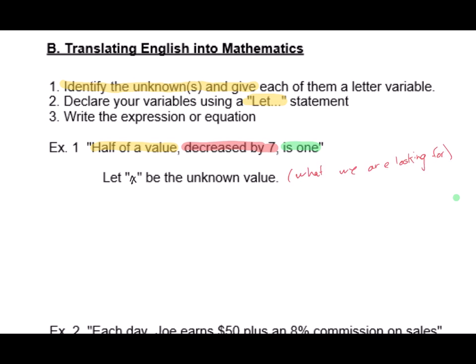Once we've established what we're looking for, we have to decide how we're going to write this equation. This says half of a value decreased by 7 is 1. I'm going to write this in the colors that we have for each. It says half of a value. We've said that x is our value, so x, and half of that value means we divide it by 2. Then it says this thing is decreased by the number 7, so we're going to subtract 7.